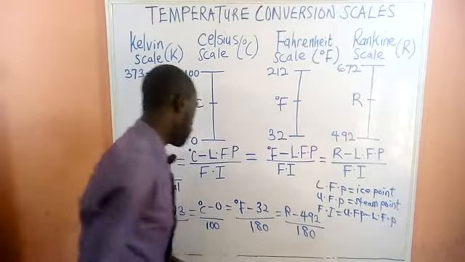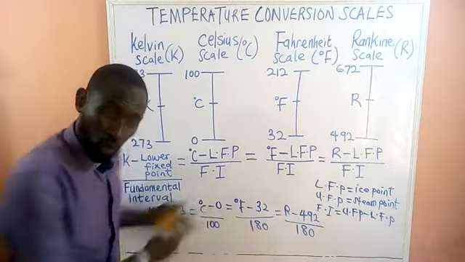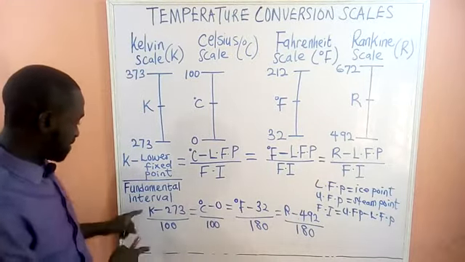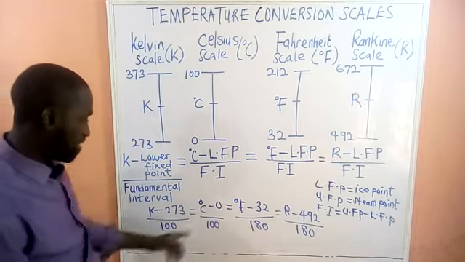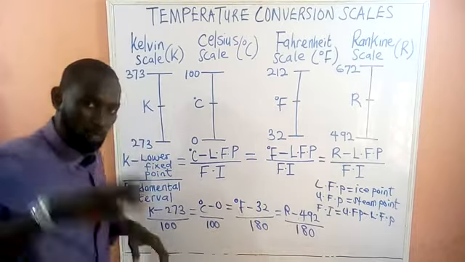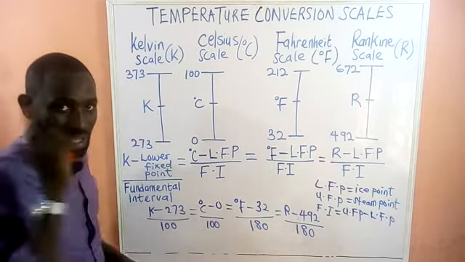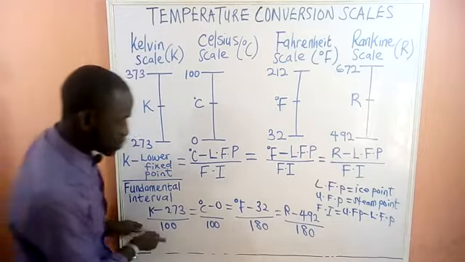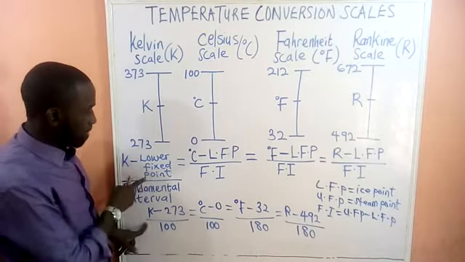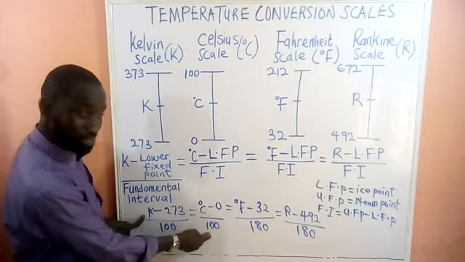When you check this analysis very well, we're going to be using this formula. We can relate any two of the formulas at a time. I can either relate this and this, or this with this, or this with this. I can't relate the four at a time. I can only pick two of these formulas to relate and to solve a question at a time. When you check this analysis, you will see critically that the fundamental interval of the Kelvin scale and the Celsius scale are the same. Are you with me?